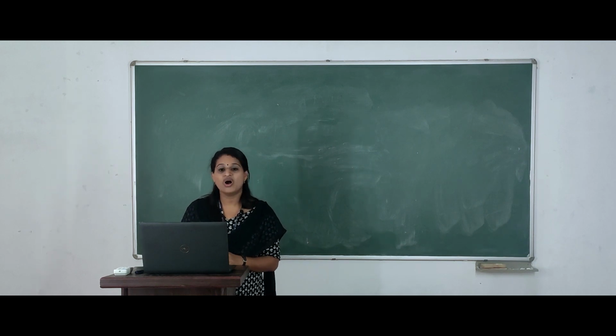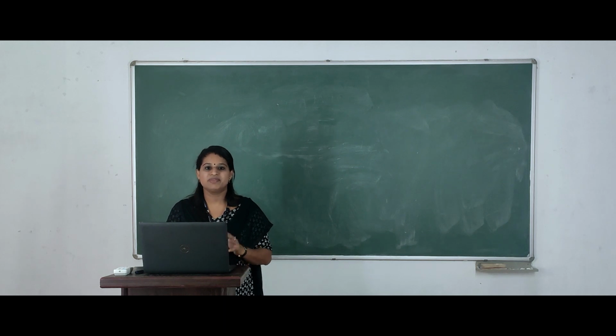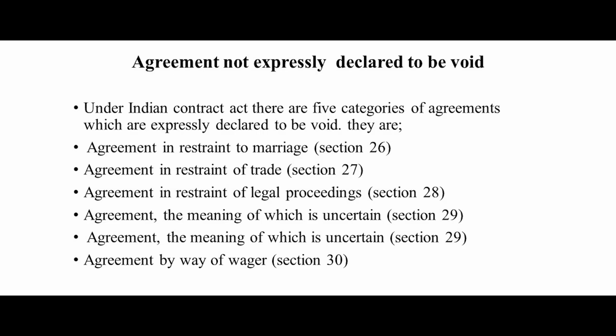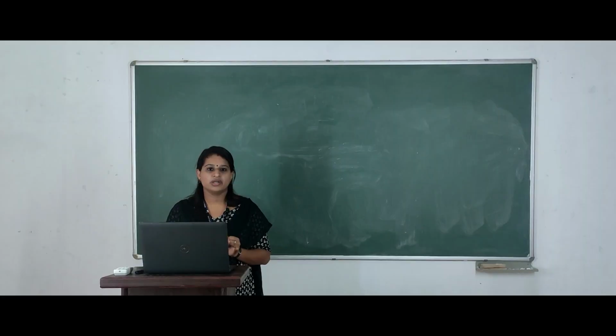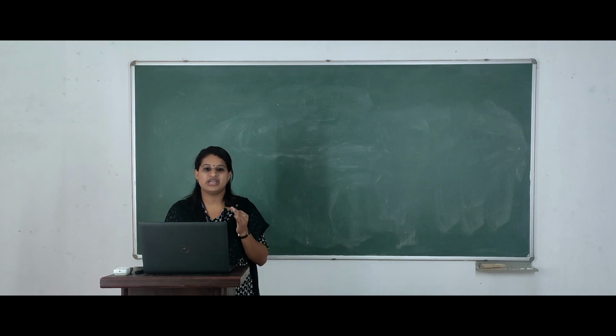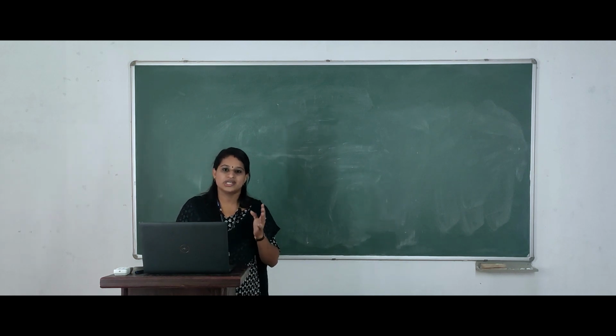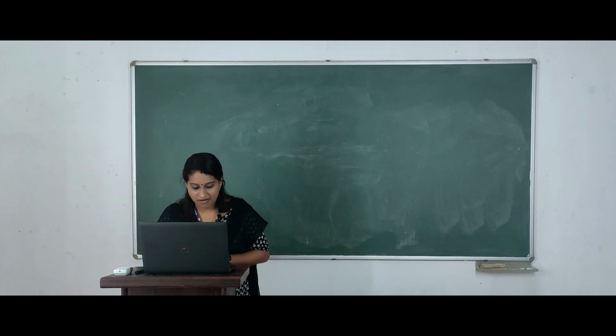Next one, not declared to be void. That means the contract is not declared to be void. As per the Indian Contract Act or Indian law, 5 categories of contract are declared void by law. That is, an agreement in restraint of trade, an agreement in restraint of legal proceedings, an uncertain agreement, a wagering agreement, etc. So, if the parties enter into these types of contract, they are treated as a void one.